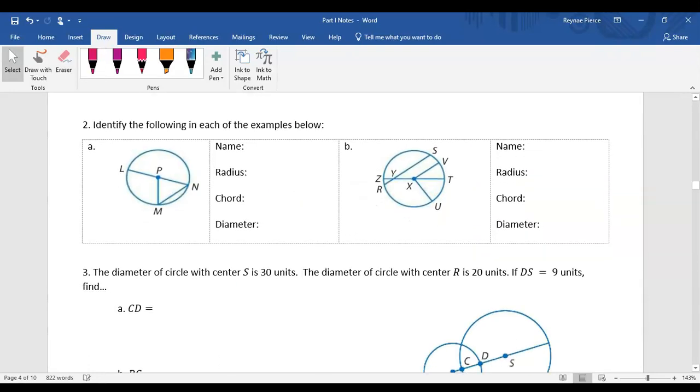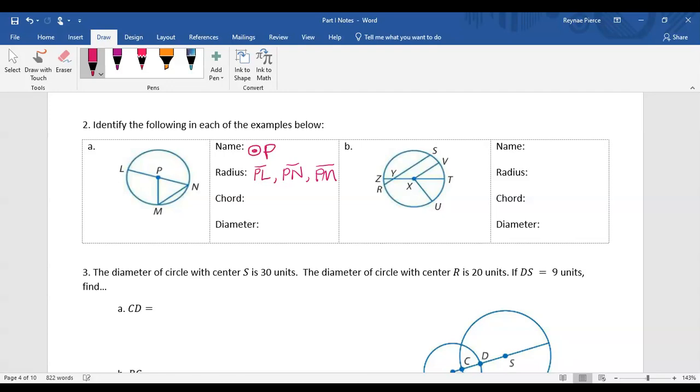Okay, here we're going to identify these parts of the circle that we've just talked about. Okay, remember when we name a circle, we use either the symbol, a small circle with a dot in the middle of it, with the center point. Okay, there are 3 different radii that we can name in this circle. We can say PL, the line segment PN, or the line segment PM.